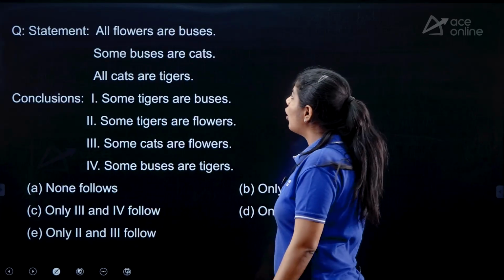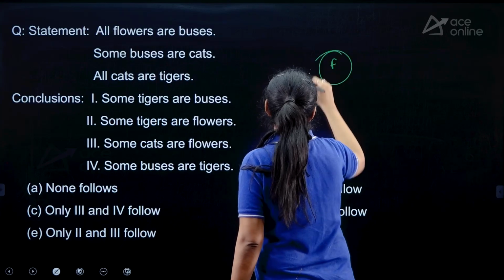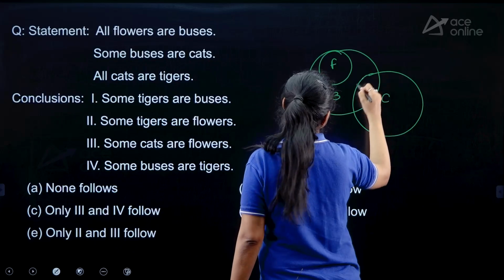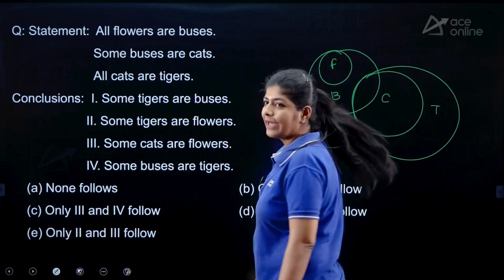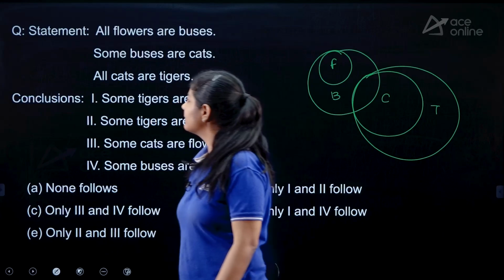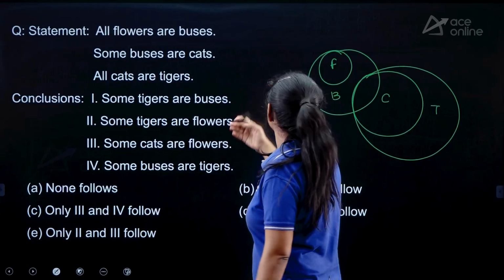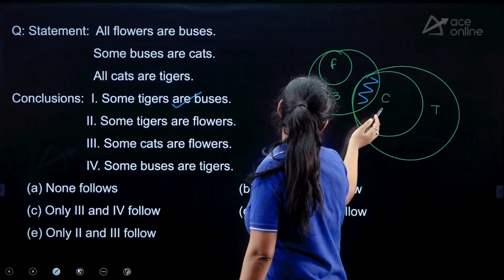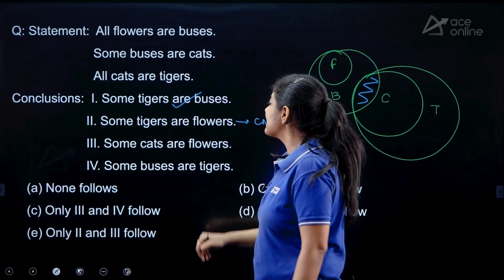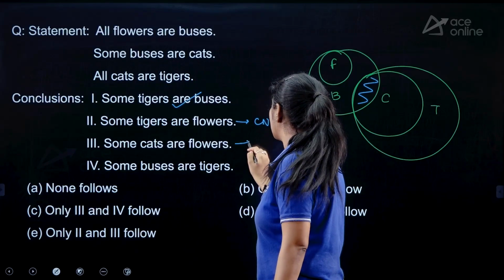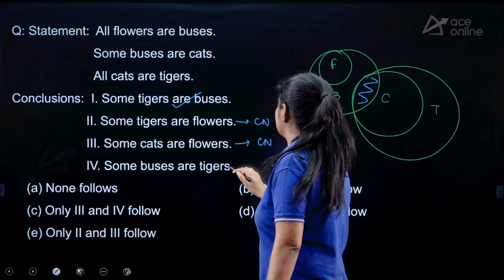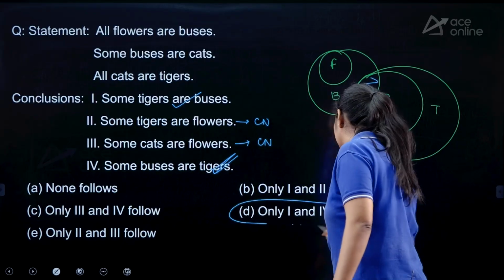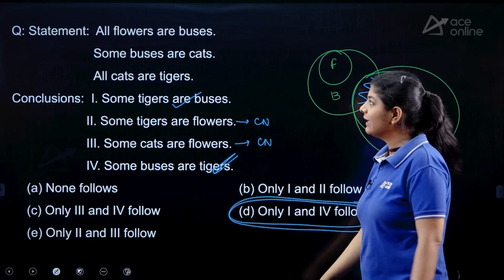Next question says that all flowers are buses. Some buses are cats, and all cats are tigers. This is what we are having as our diagram. Now we simply need to go through the conclusions. First, some tigers are buses. Yes. Some tigers are flowers. Can't say. Some cats are flowers. Can't say. Some buses are tigers. Yes. So basically first and fourth are correct. That means option number D is the correct one, right?